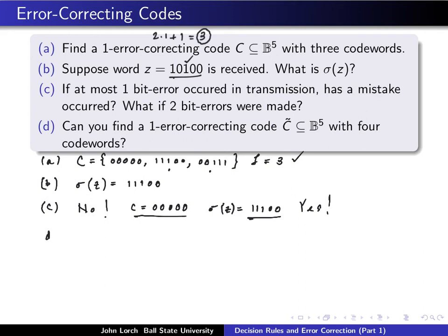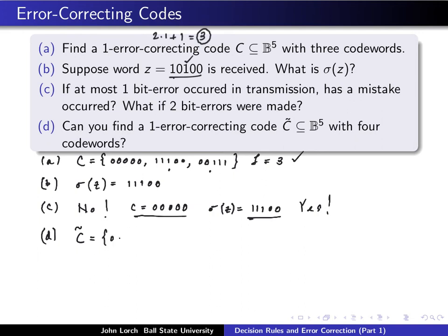All right, now part D is asking us to see if we can find a 1 error correcting code on binary strings of length 5 with 4 code words. So our current code has 3 code words, and we're essentially being asked to see if we can produce a larger 1 error correcting code.